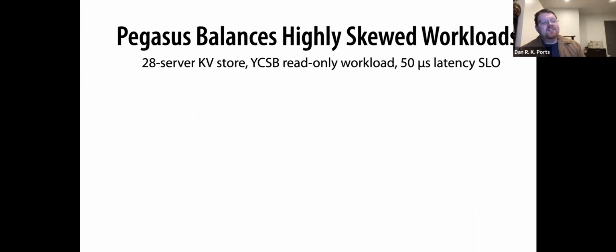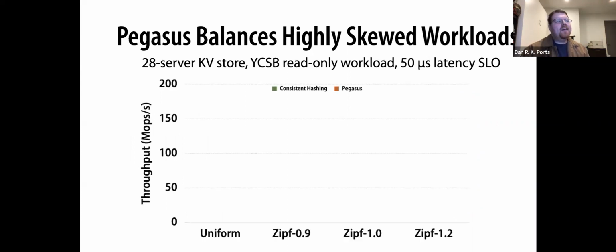The Pegasus approach is quite effective at dealing with skewed workloads. So we tested this using a cluster with 28 servers running one of the YCSB benchmarks. And specifically what we're looking at is how many requests per second the system can handle while meeting a latency service level obligation. So we tried a traditional system using consistent hashing. And when we run this on a uniform workload, it's able to take advantage of all of the processing capability of the system and process about 150 million requests per second.